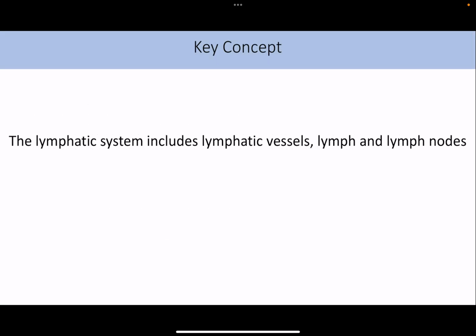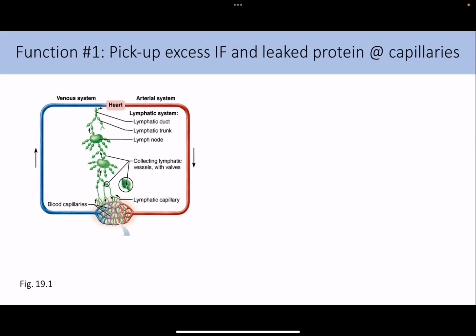All right, so the first key concept is that the lymphatic system includes lymphatic vessels, lymph, which is the fluid, and lymph nodes. And so we learned all about capillary dynamics with blood vessels. One of the functions of the lymphatic system that you should already know is that it picks up excess interstitial fluid and leaked proteins at the capillaries.